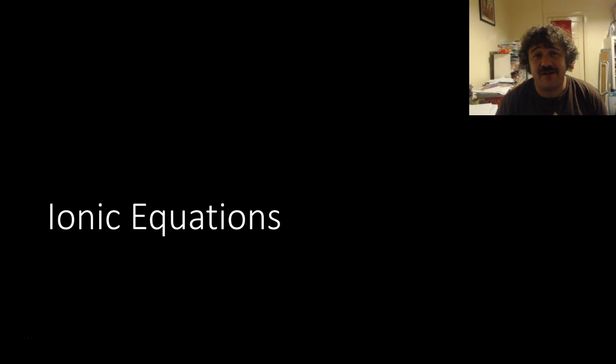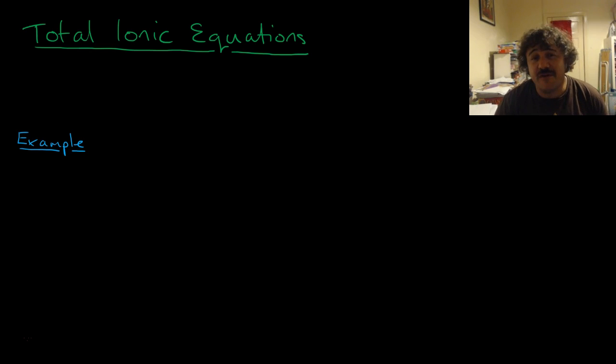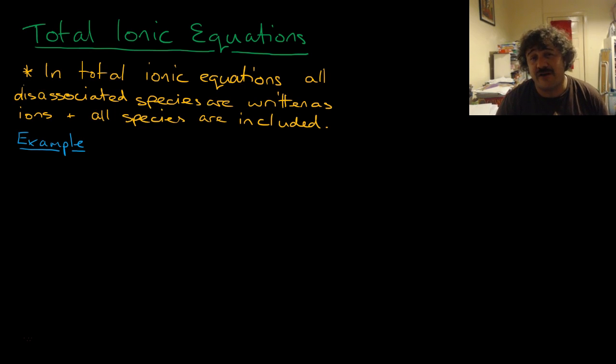Ionic equations are really useful ways of showing what's happening in a solution, particularly in instances like batteries. They're really, really useful. They cut out a lot of the nonsense. So I'm going to cut out the nonsense and we'll move on. The first thing we're going to look at is a total ionic equation.